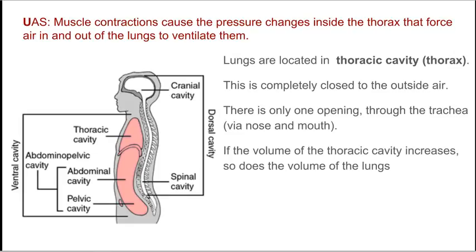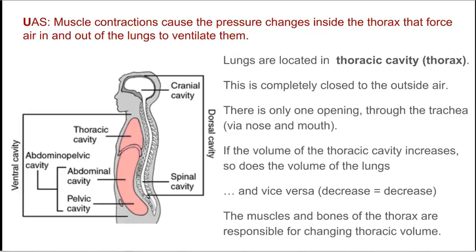Now, the basic principle is this. If the volume of the thoracic cavity increases, so does the volume of the lungs. And the opposite is true. If the volume or the area inside the thoracic cavity decreases, the volume of the lungs decreases also. So let's have a look at what is influencing those changes in volume and also, as we've seen, pressure. This is related to the muscles and the bones of the thorax, and these are responsible for changing the thoracic volume.